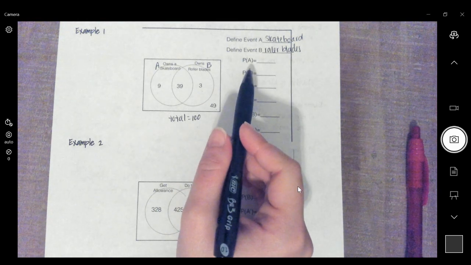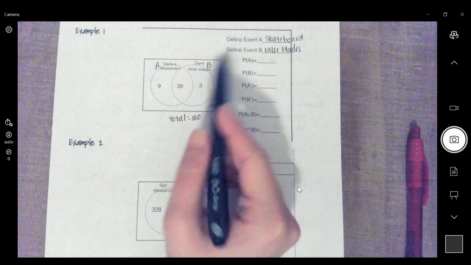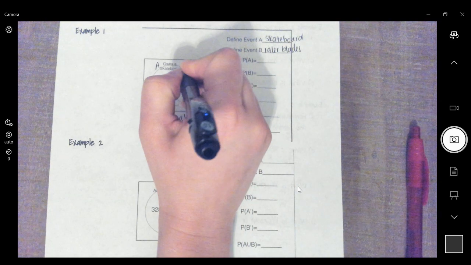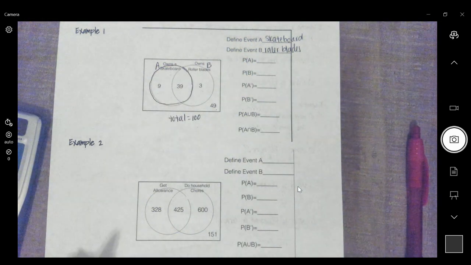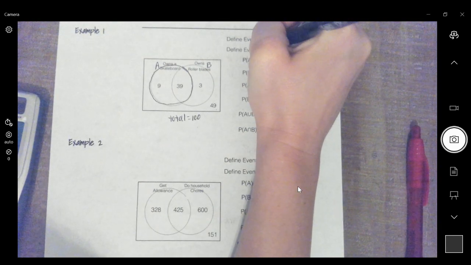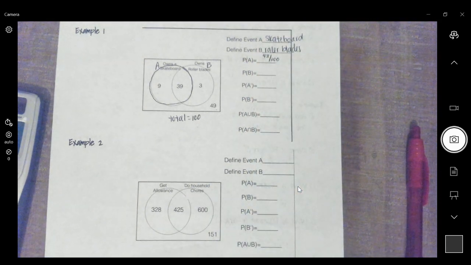Okay, so probability of A. So A is my skateboard. So remember, A is this entire thing here. So how many people own a skateboard? We would do 39 plus 9. So that gives me 48 out of the 100 total. And I'm not going to worry about simplifying here. We're just going to write them down.